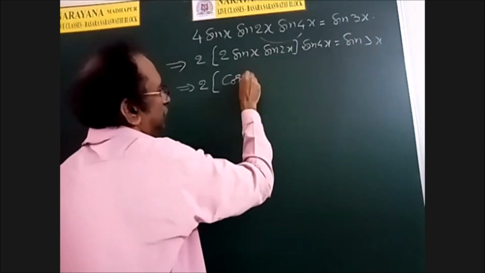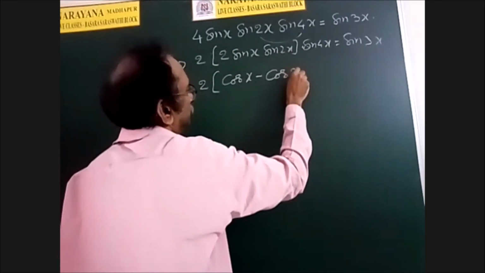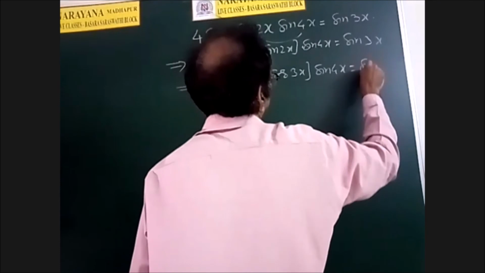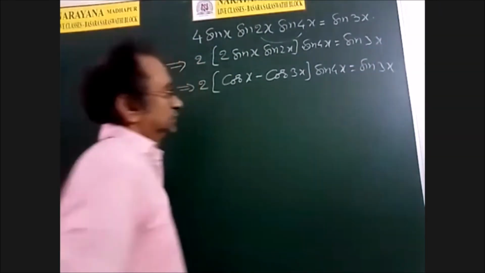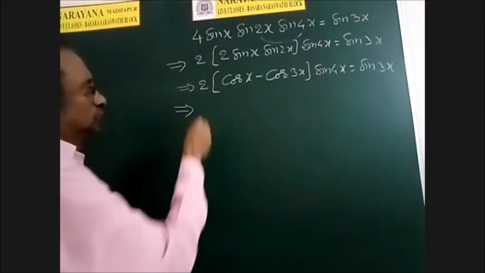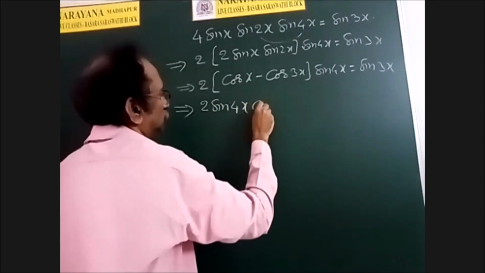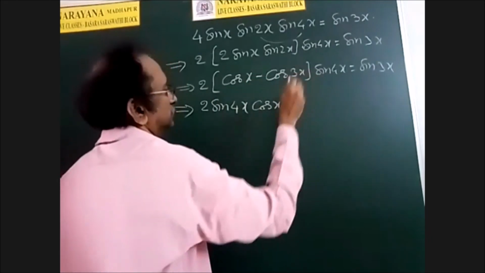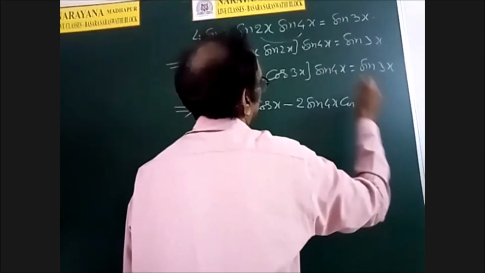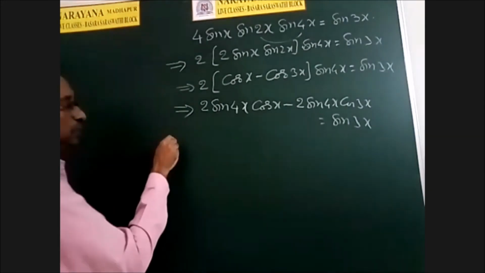What is cos(A minus B)? Cos x simply, minus cos(A plus B), that is cos 3x, into sin 4x is equal to sin 3x. Now any simplification? So there is no simplification, it seems. Okay, I will write 2 sin 4x into cos x minus 2 sin 4x into cos 3x is equal to sin 3x. And what is the next step?